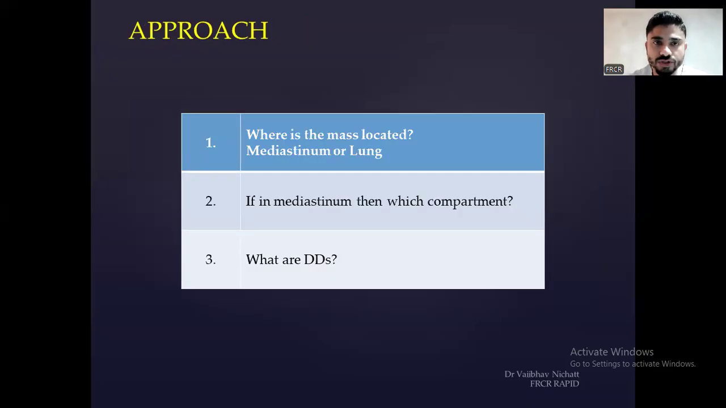Now coming to the approach, how to classify chest masses. First you need to know whether the mass is situated in the lung or whether it is situated in the mediastinum. We'll see how to identify lung masses from the mediastinal masses. The next step in the approach is, if it is in the mediastinum, then which compartment of mediastinum? Is it in the anterior mediastinum? Is it in the middle mediastinum? Or is it in the posterior mediastinum? Then the last thing is, what are the differential diagnoses? We need to mention differential diagnoses based upon the morphology and age of the patients.